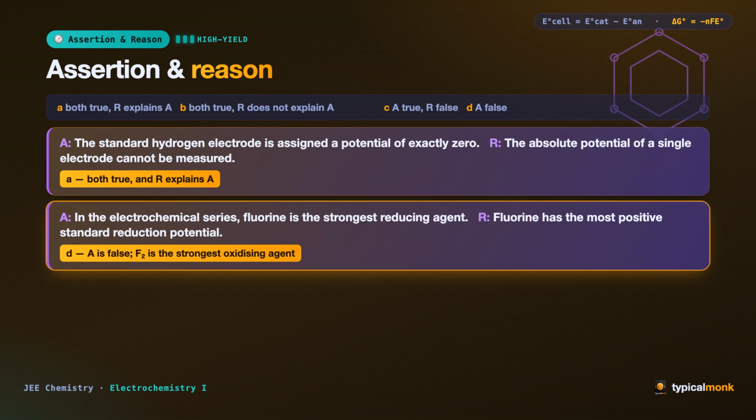Second pair. Assertion. In the electrochemical series, fluorine is the strongest reducing agent. Reason. Fluorine has the most positive standard reduction potential. The reason is true, but the assertion is false. A most positive potential makes fluorine the strongest oxidizing agent, not reducing. So the answer is D.